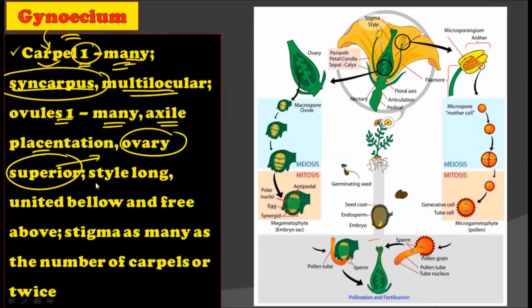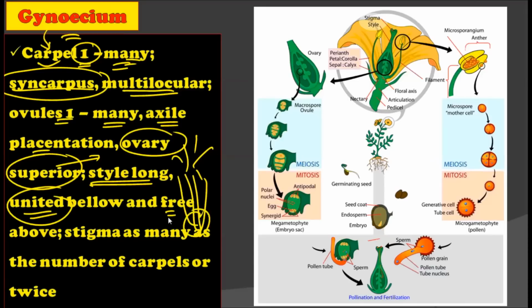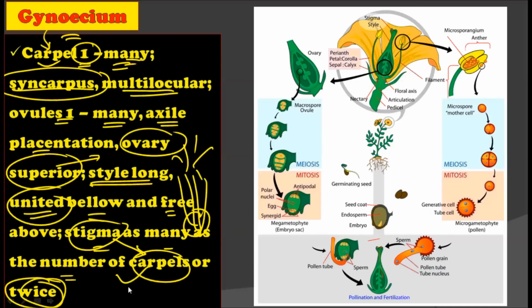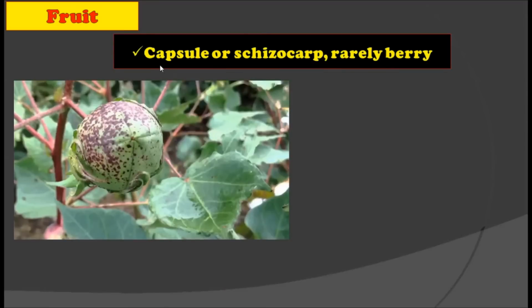That is, the ovary is hypogynous. Style is long and united below and free above. That is, the style is at the upper part, but they are all fused at the bottom. Then stigma as many as the number of carpels or twice. That is, the number of stigma and carpel may be similar, or stigma may be twice that of the carpels.